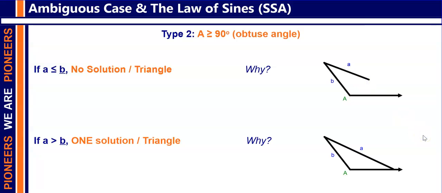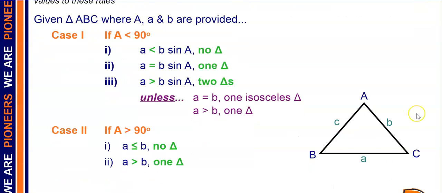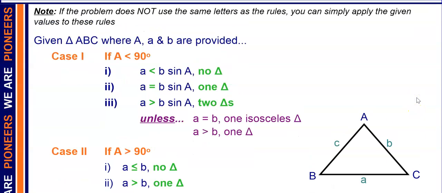Now, if it's bigger than B, then for a fact, you know that you can create a triangle. And it's exactly 1 triangle. So the only problem that you might need to be aware of is what if the letters given to you are not the same as the rules themselves? Because our rules depend on being given side A, side B, and angle A, capital A. Well, if that's the situation, then all you have to do is replace the letters and the variables in the rules with the ones given to you.